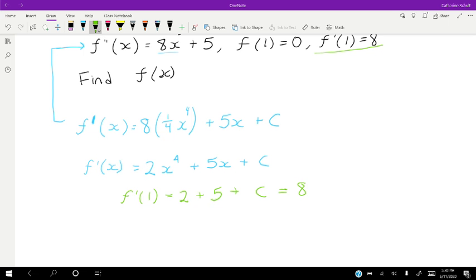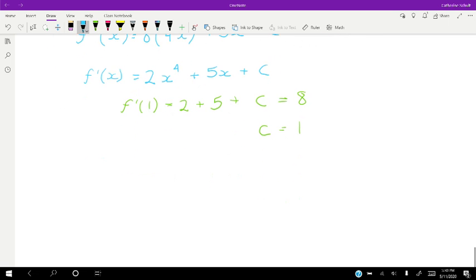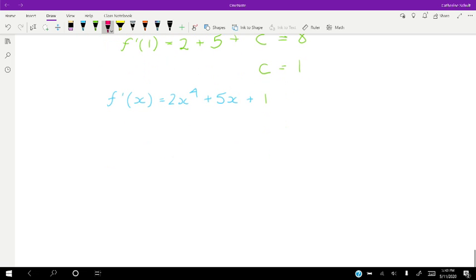All right, so we have 2 plus 5 is 7 plus c equals 8. We'll solve that for c. 2 plus 5 plus 1 is 8. So c is going to be equal to 1. So f prime of x, the derivative of f, is 2x to the 4th plus 5x plus c, but we just said that c is 1. So that's our function.